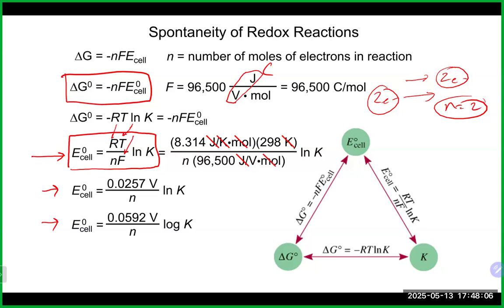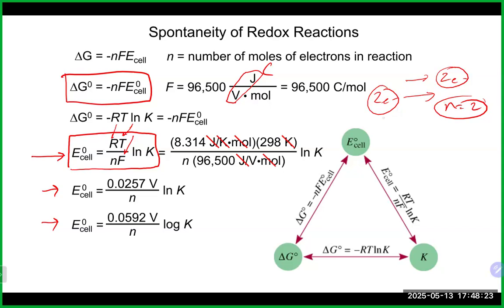I will say, depending on how you round, sometimes you might get a slightly different number on some of your answers, especially if you're solving for K and do the inverse of the natural log, the e to the. You'll sometimes get a slightly different number if you round a little bit too much along the way.